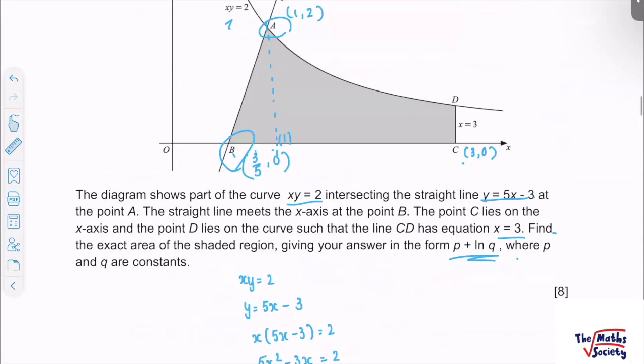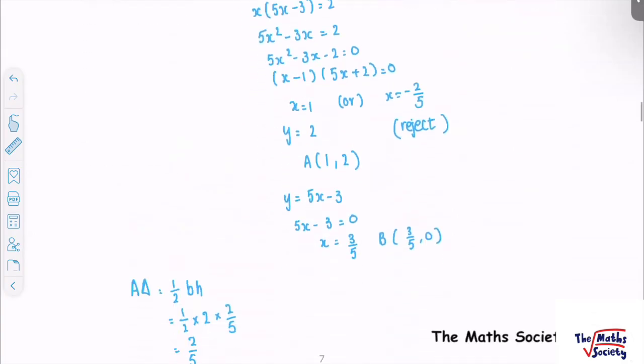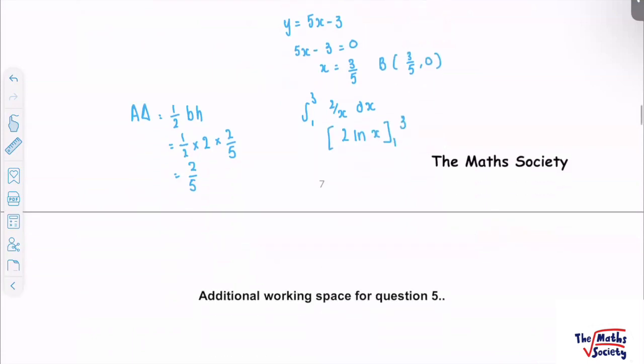The integration, we're going to have 1 to 3, because it's from here to here. It's going to be integrating 2 by x dx from 1 to 3. So that's going to be 2 ln x from 1 to 3. Then you're going to have 2 ln 3 minus 2 ln 1, which is just 0. So that's 2 ln 3.